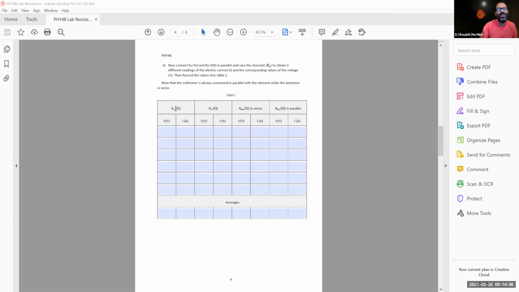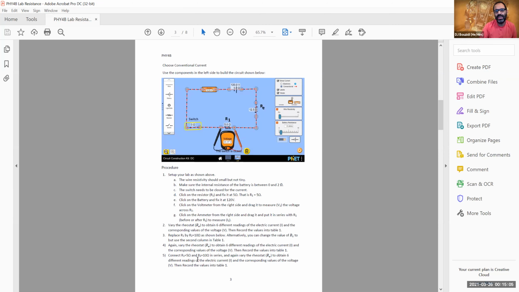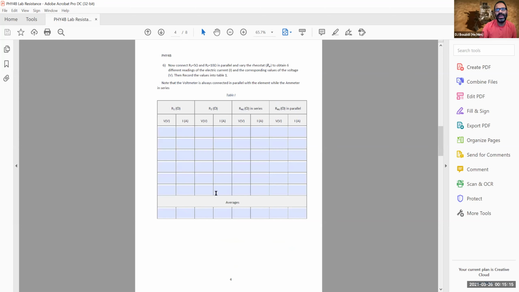So you have an R1, which is 5 ohms. You have the voltage and the current, the voltage and the current, and so on and so forth, until you're finished with them. You average these quantities and put the voltage average in here. You average these quantities, and you put the current average in here. Now you're done with that part. You come back in here and, if you look at the instructions, you change R1 now to a different value, to 10 ohms. So you change this value to 10 ohms and you do the same thing now.